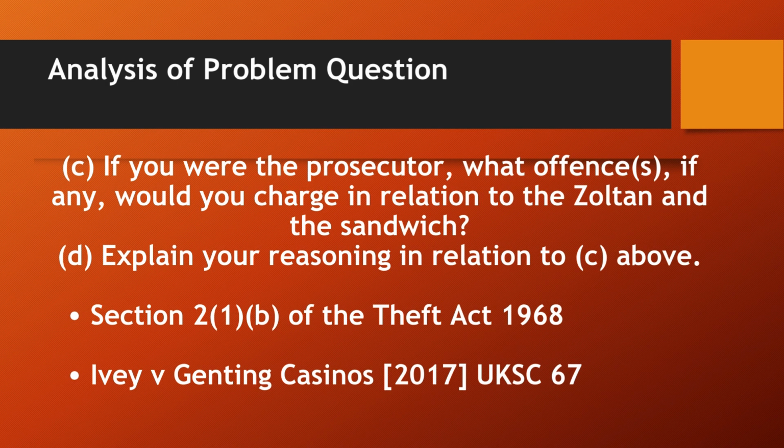In other words, Zoltan appropriated the sandwich when he took it from Annie's kitchen. The food qualifies as property under Section 4 of the Theft Act. While Annie invited Zoltan to help himself to tea, this does not extend to food unless explicitly stated, making his action unauthorized. Applying the Ivey test for dishonesty, Zoltan's belief that Annie would not consent to his taking the sandwich establishes his dishonesty. Additionally, Zoltan's intent to eat the sandwich satisfies the requirement of intent to permanently deprive Annie of her property.